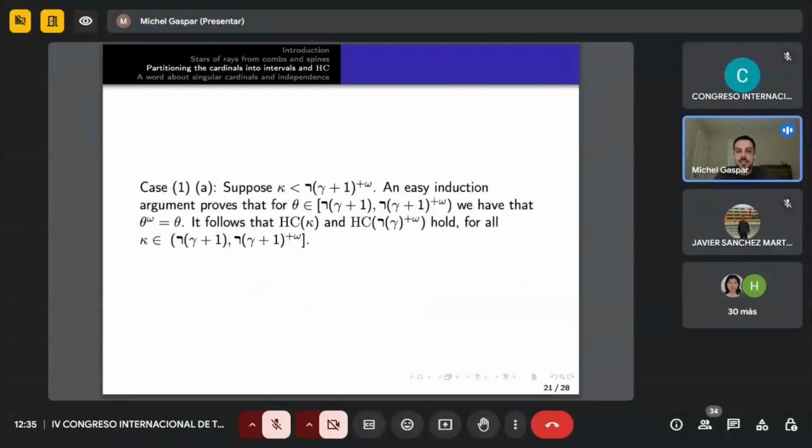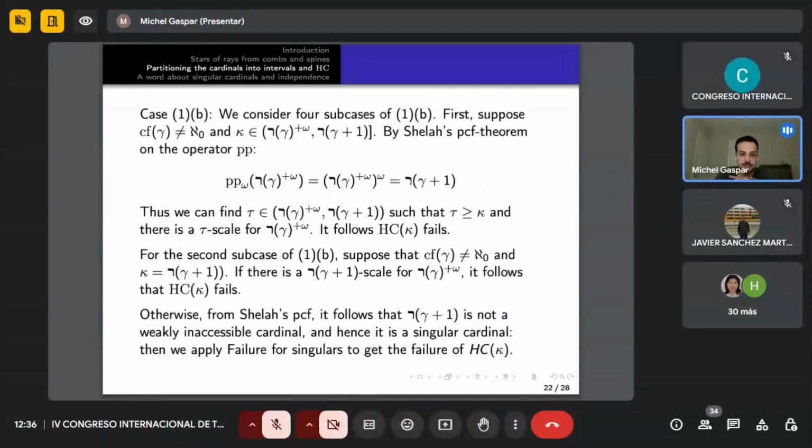Okay, so considering the first half of the interval, we can just do some induction for the cardinals and prove that the cardinals that are lying there are omega strong. And then we have lemmas that say that the conjecture holds for omega strong cardinals. So that was easy.